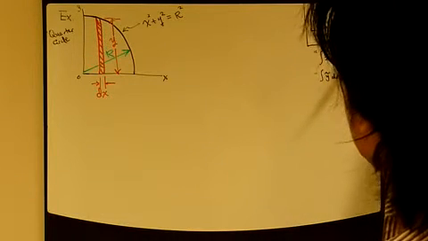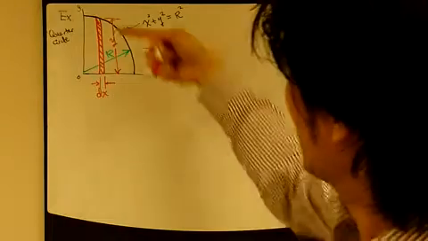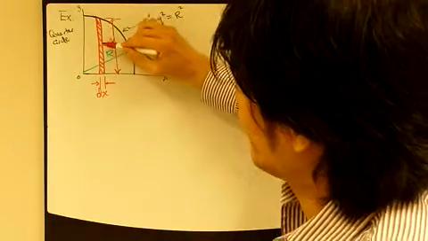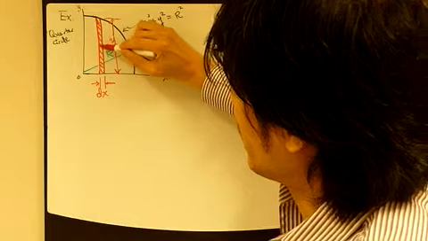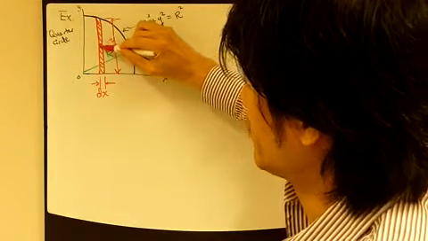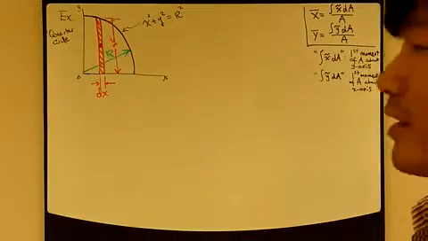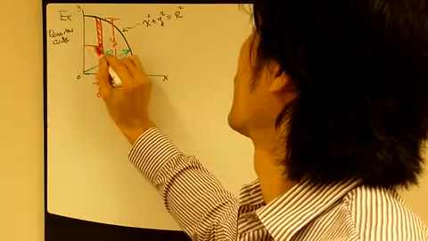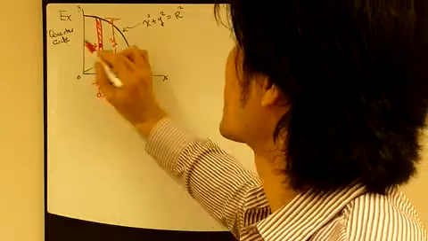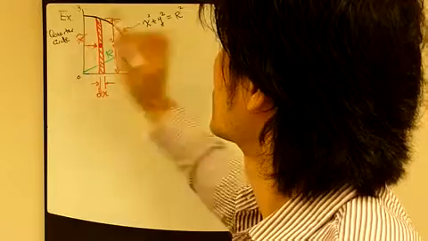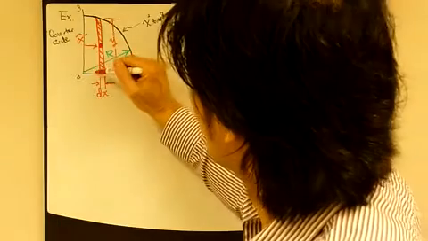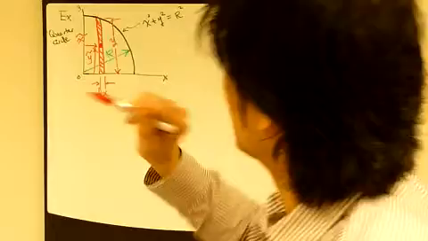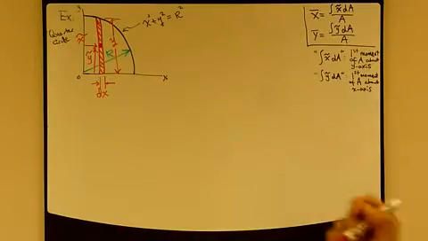We need x tilde and y tilde of this strip right here. For this thin strip, you know exactly where the centroid is. It's right here, halfway down. This is my x tilde, and this is my y tilde for the strip.